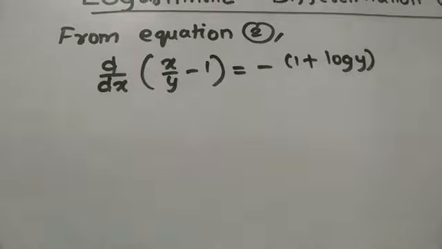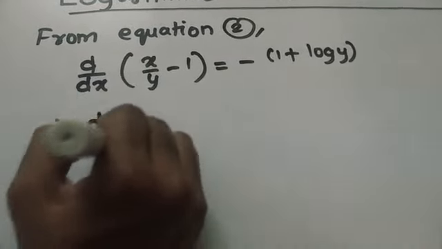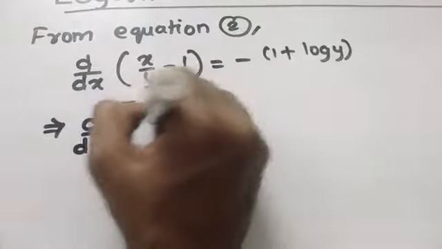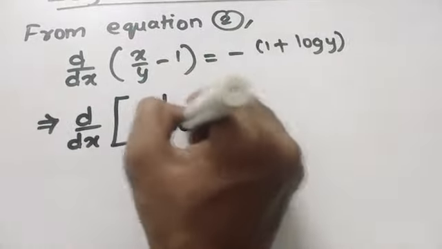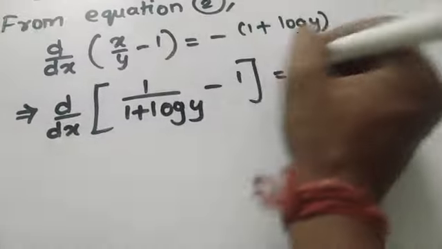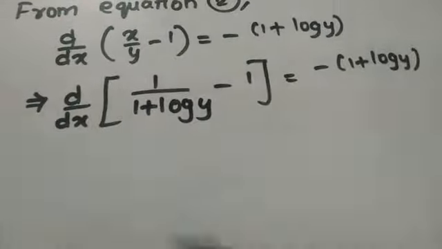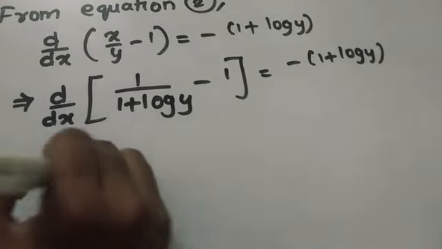Okay, so this is equation number 2. Now we're going to put the value of x by y. Now putting the value of x by y, we get 1 by 1 plus log y minus 1 equals to minus 1 plus log y. Now we take the LCM on the left hand side.